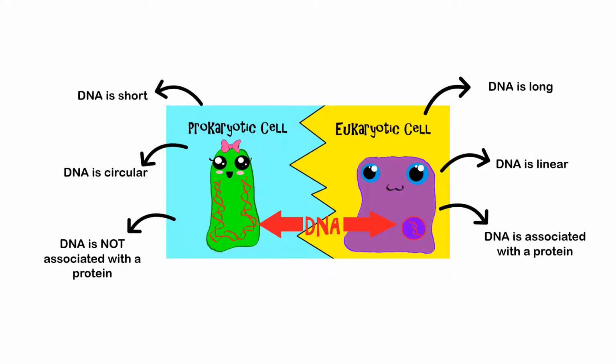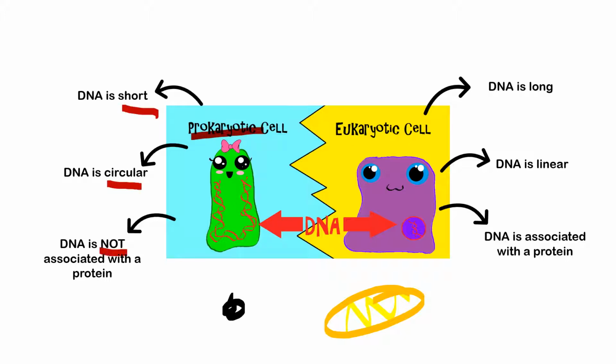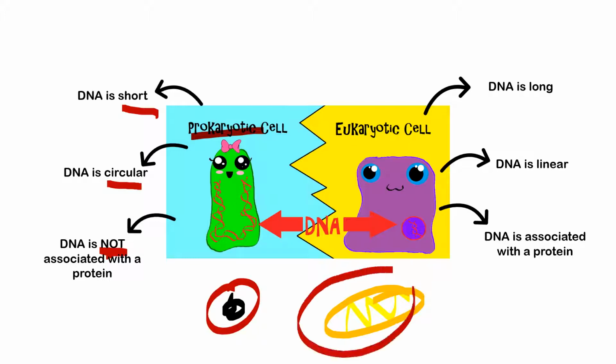We also have to know how DNA in prokaryotic and eukaryotic cells is structurally different. So in the prokaryotic cell, the DNA is short, circular and not associated with protein. In the eukaryotic cell, it's long, linear and is associated with protein. Also worth noting, chloroplasts and mitochondria, their DNA is structurally very similar to the prokaryotic cell. It's also short, circular and not associated with protein. These are my dodgy attempts at a chloroplast and a mitochondria, which looks a lot like a hot dog.